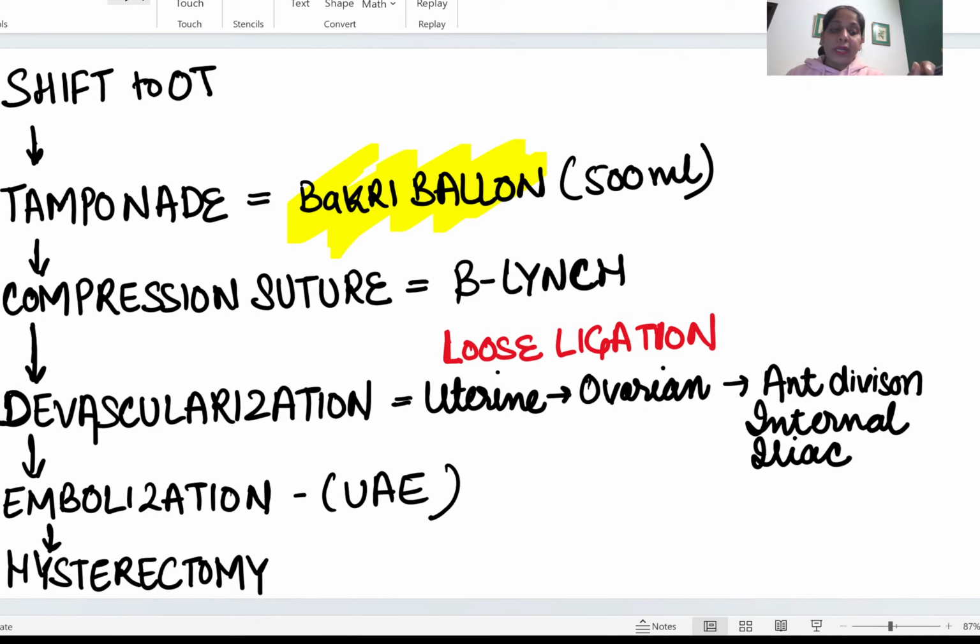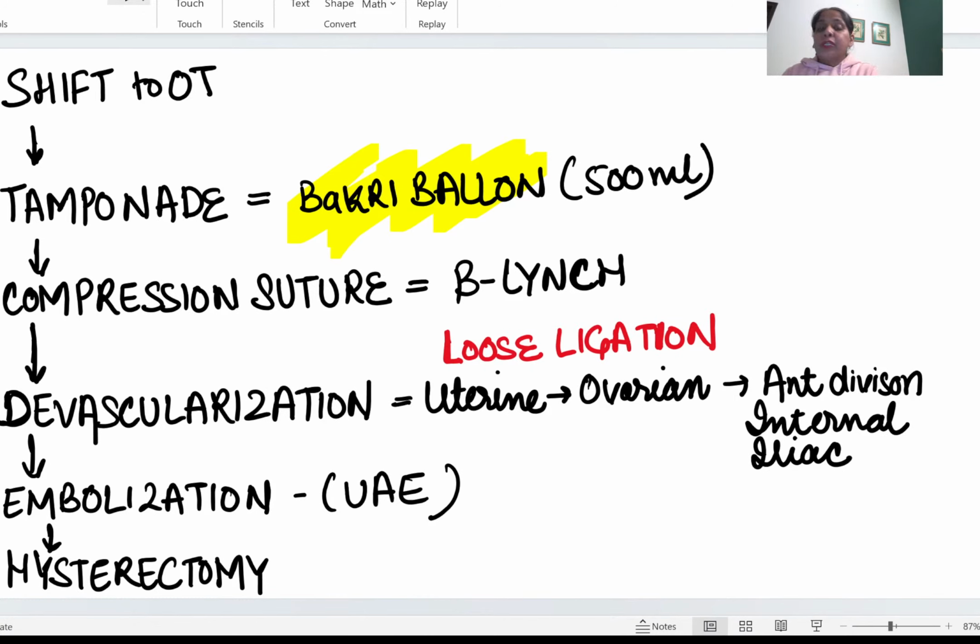Next is the devascularization procedure. Now we have seen that the myometrium is not getting contracted. It is not even getting contracted by uterotonics, not even by the Bakri balloon, not even by the B-Lynch sutures. Now what we are going to do is ligate the arteries which are supplying the uterus, so that the blood pressure with which the blood is flowing gets decreased and our PPH slows down or stops.